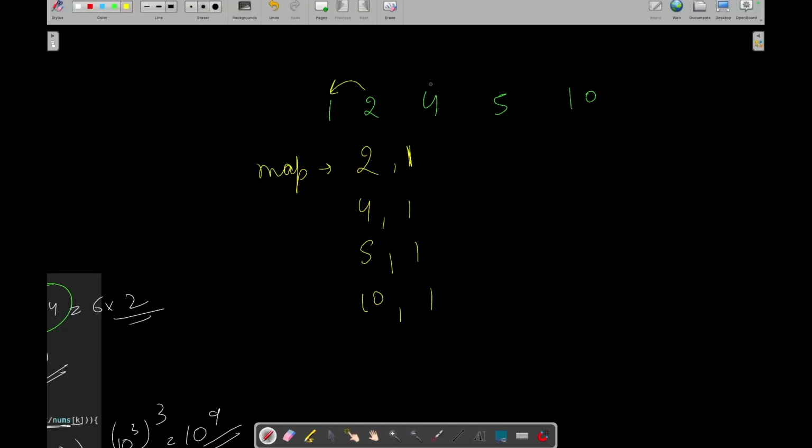and now again 4 into 2 is 8, this is also 1, 5 into 2 is 10. Oh, 10 has occurred in the past, so we will update it. 10 into 2 is 20, it's also 1. 5 into 4 is 20. Okay, so 20 has already occurred, so we will increment its count. 10 into 4 is 40. Okay, 5 into 10 is 50.